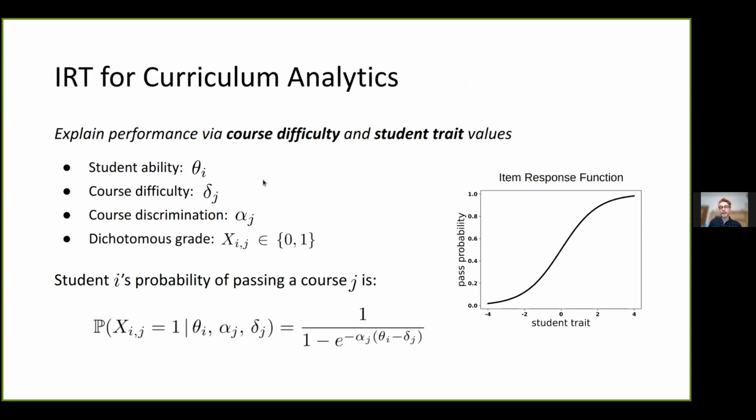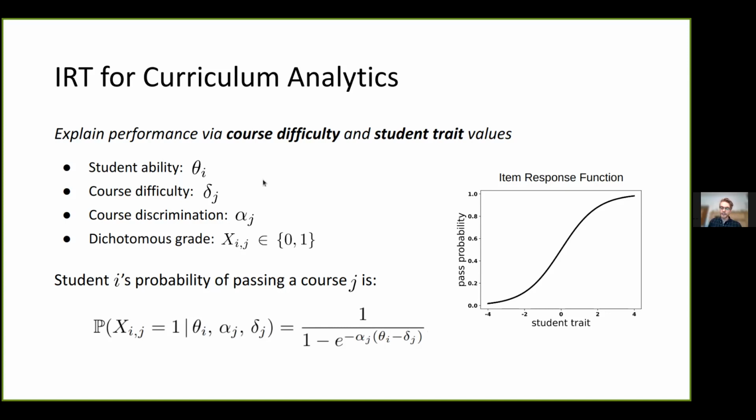Curriculum analytics studies curriculum-related data, intending to understand, modify, and improve educational programs, such as our college degree. The role that IRT can play in this process is motivated in the following. We assume a curriculum consisting of a number of courses offered repeatedly in different semesters. We use the term course offering to refer to one course in one semester.